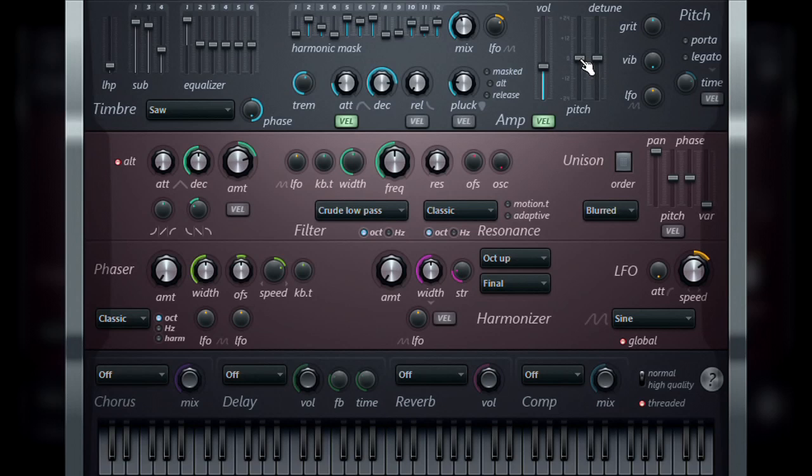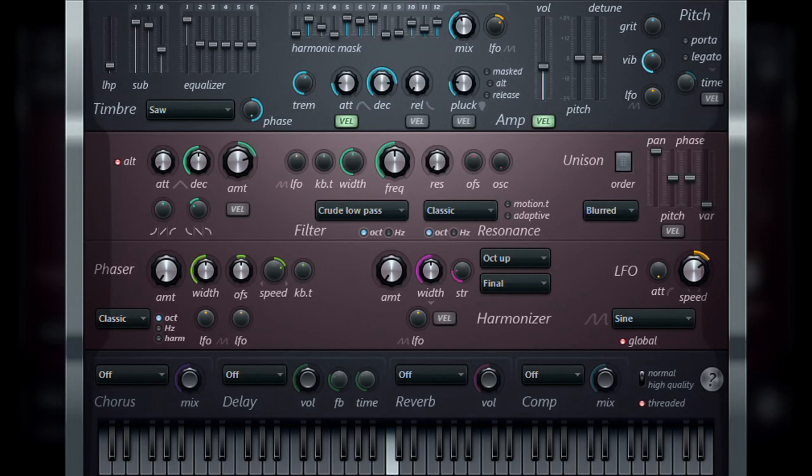The detune section controls the pitch of the instrument. The first slider controls the master pitch, which is altered in semitones. The second slider applies detuning to the note being played. The grit parameter applies pitch shifting to the harmonics of the sound. Values to the right apply positive pitch shifting, while values to the left will apply a negative pitch shifting.